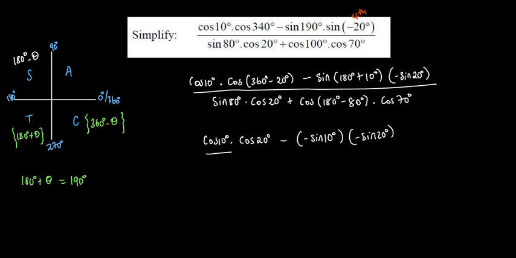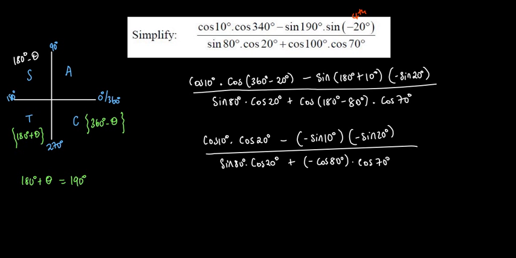Then you divide by sine 80 degrees, multiplied by cos 20 degrees, plus now cos of 180 minus is in here, right? Is cos positive or negative in there? Cos is negative, right? So we have negative cos 80 degrees. We multiply by cos 70 degrees there.